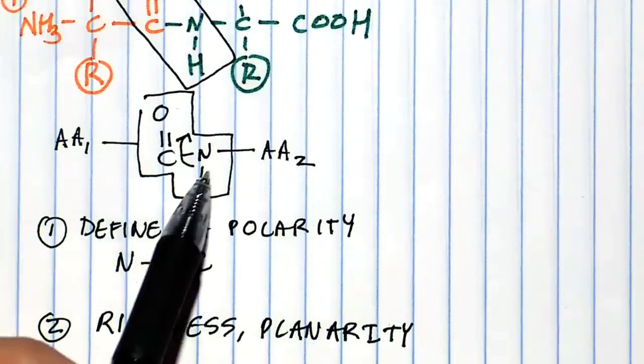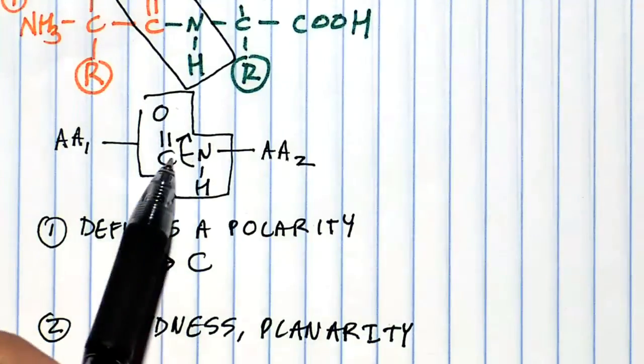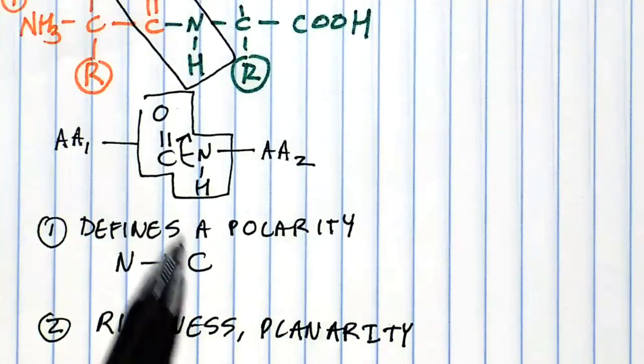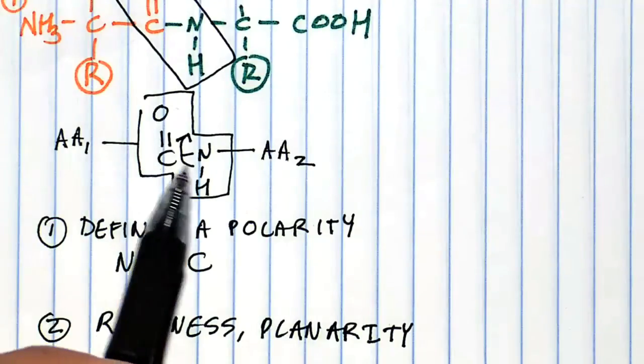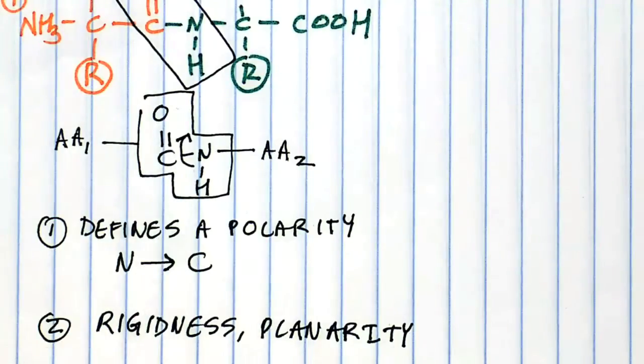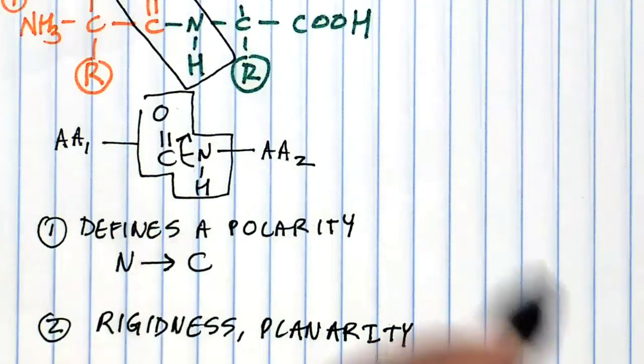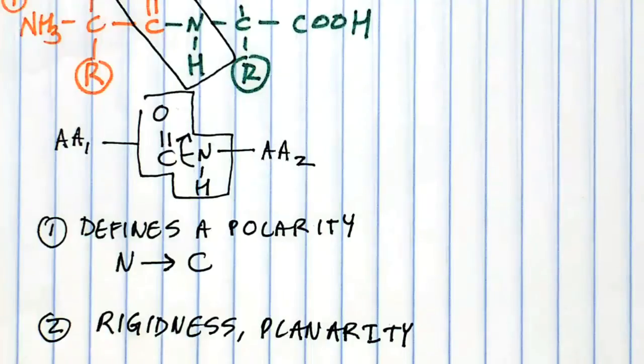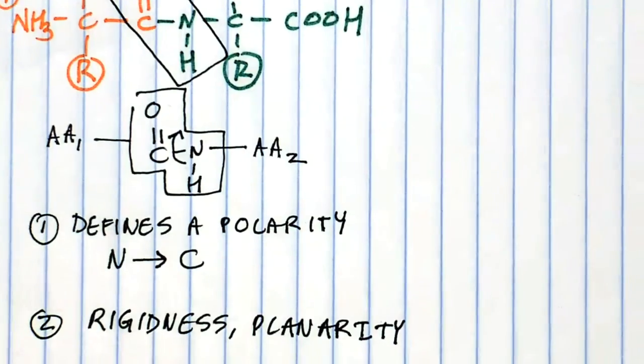Rigidness means we really can't rotate across this C-N bond that well. And then planarity means that this C double bond O-N-H is pretty flat. Nothing comes out towards you, and nothing comes out beneath you, three-dimensionally speaking. So you can overlay this on a piece of paper.